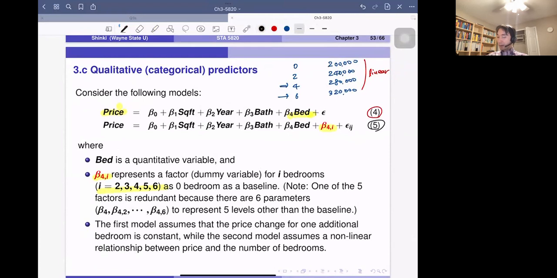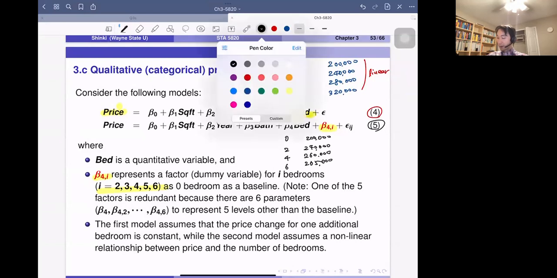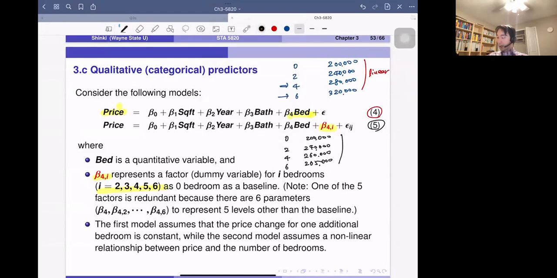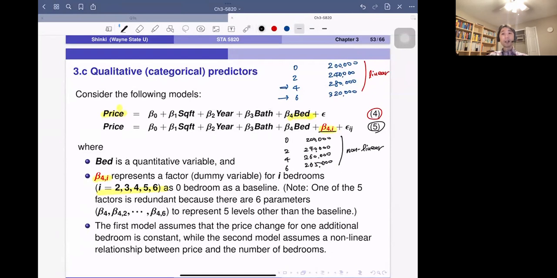So we have maybe 0 bedrooms at 200,000, 2 bedrooms at 240,000, and maybe 4 bedrooms at 260,000, and maybe 6 bedrooms, then maybe 265,000 or something like that. So we have a nonlinear relationship between number of bedrooms and price. In such a case, we cannot use a linear model. So we have to use this as a categorical predictor.